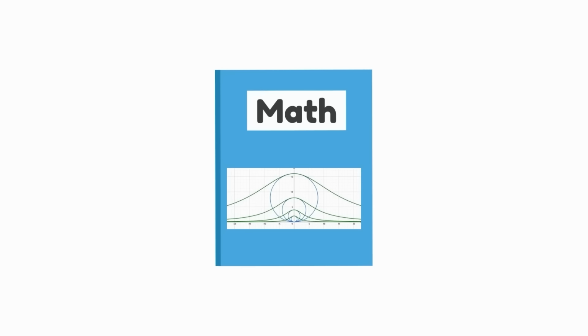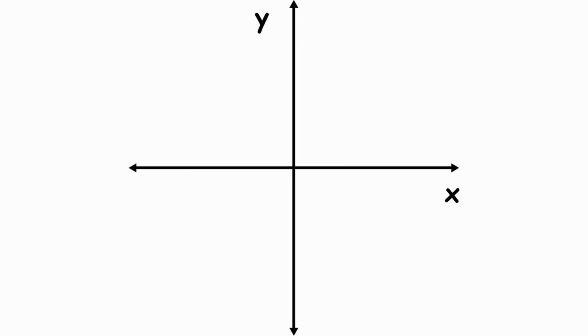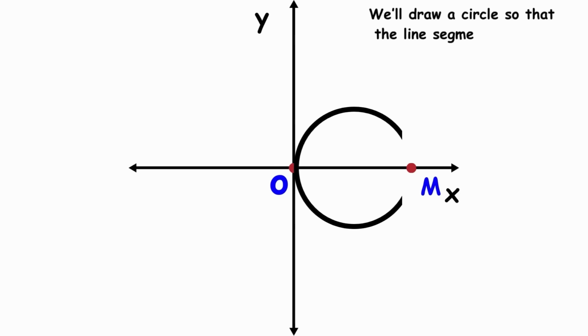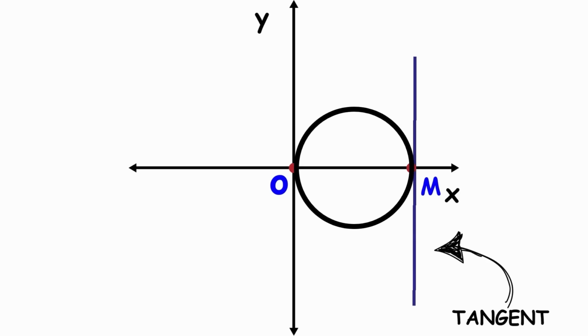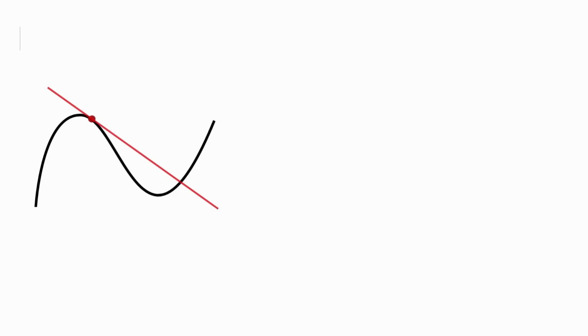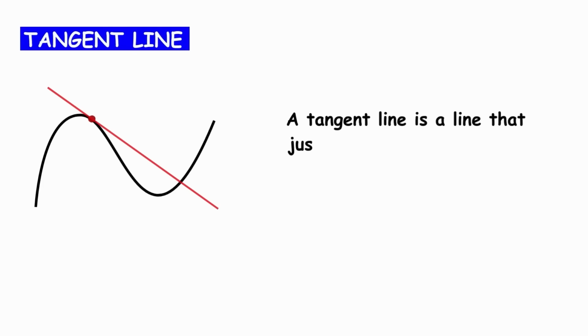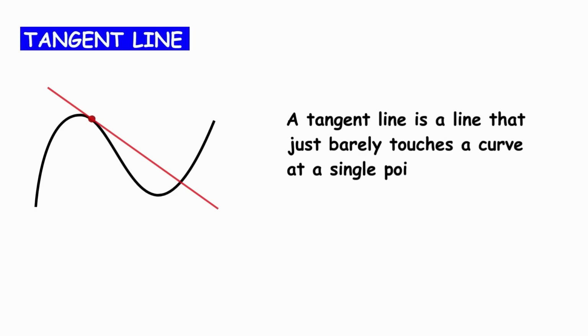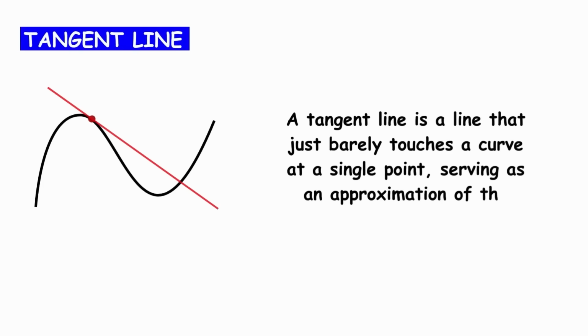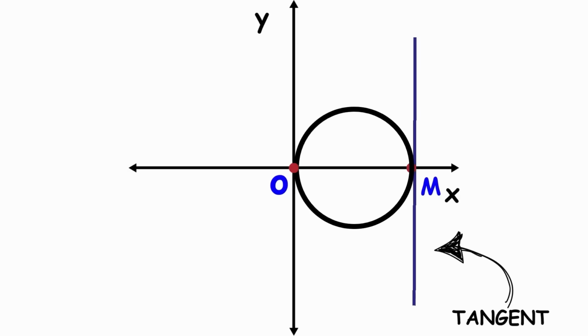Witch of Agnesi. In the Cartesian plane, let's call the origin O, and let's pick some point on the positive y-axis and call it M. We'll draw a circle so that the line segment OM is a diameter of the circle. Then we'll draw the tangent line to the circle at the point M. A tangent line is a line that just barely touches a curve at a single point, serving as an approximation of the curve near that point.